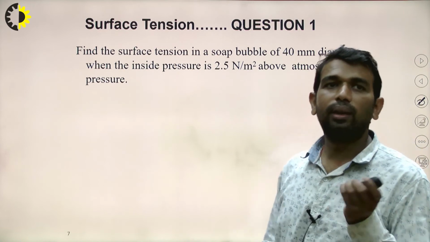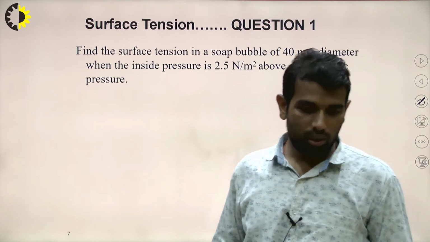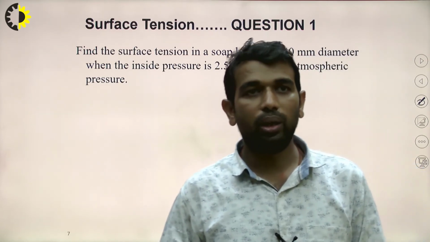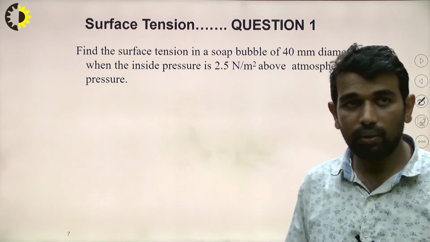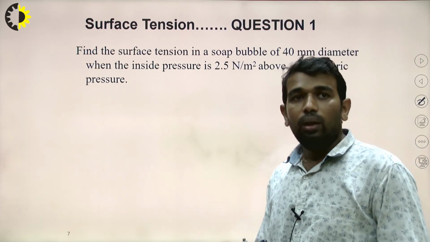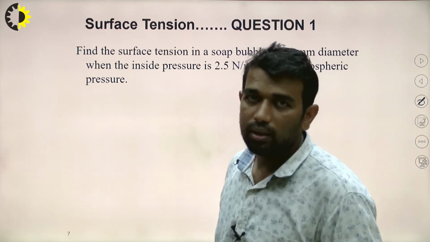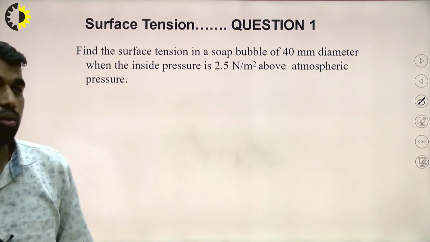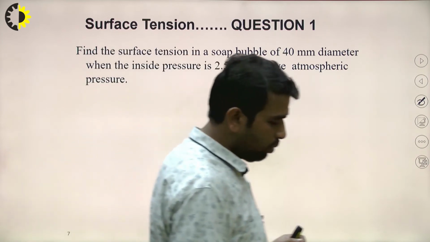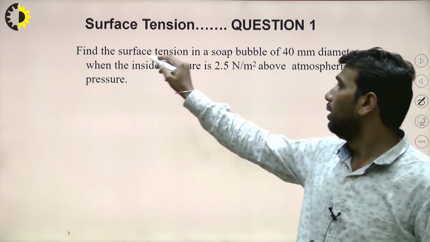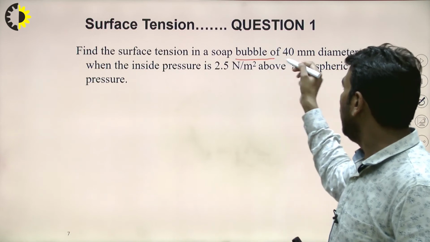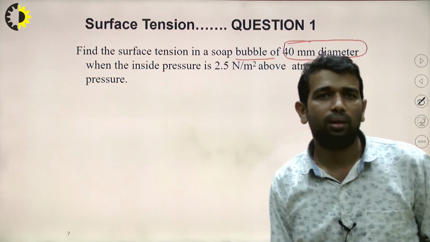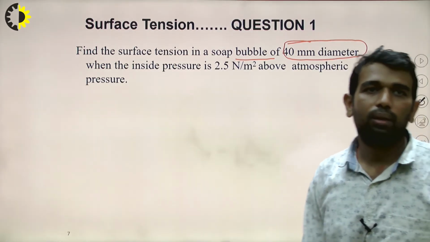What is next? Next we are going to talk about one problem based on the phenomenon of surface tension. You can just go through it. It's given: find the surface tension in a soap bubble of 40 mm diameter. So the diameter of the soap bubble is given. This is a bubble and the diameter is given directly, so we can use the equation which I developed for the diameter, that is 40 mm.